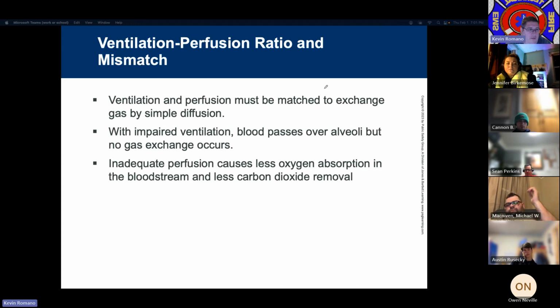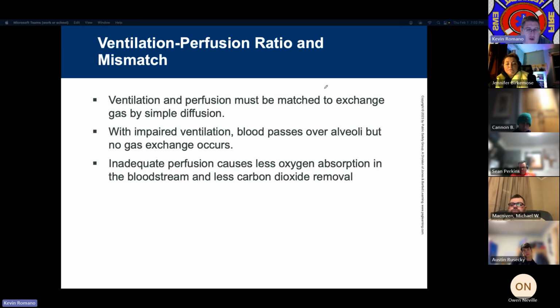All right. So the VQ mismatch, what they call ventilation perfusion, perfusion being the Q part. We'll look at the ratio and the mismatch that's there. So to exchange gas by simple diffusion, ventilation and perfusion must be matched. So failure to match ventilation and perfusion contributes to most abnormalities in oxygen and carbon dioxide exchange.